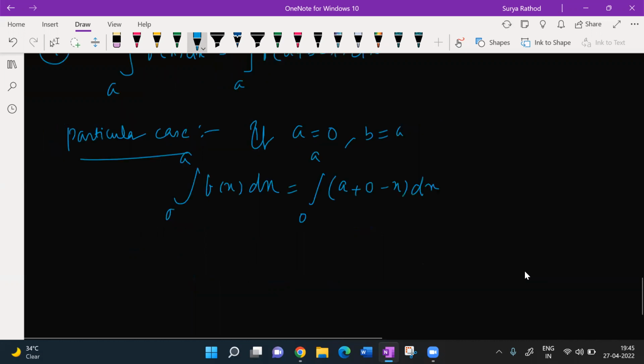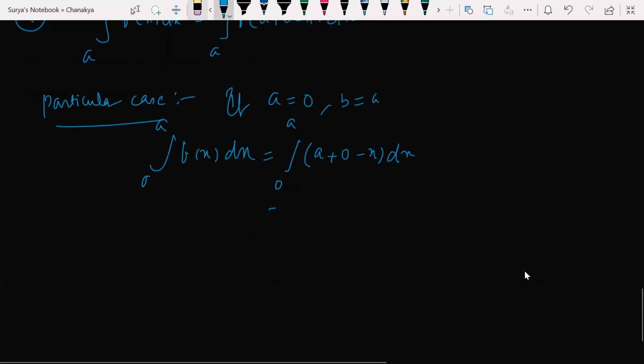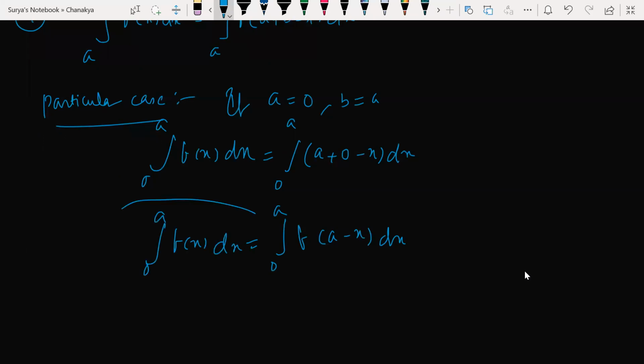So how can the property be written now? Let me just maximize the screen. This can be written as the integral from 0 to A of f(A minus x) dx equals the integral from 0 to A of f(x) dx. This is a special case of the fourth property. So now we'll solve the questions based on this.